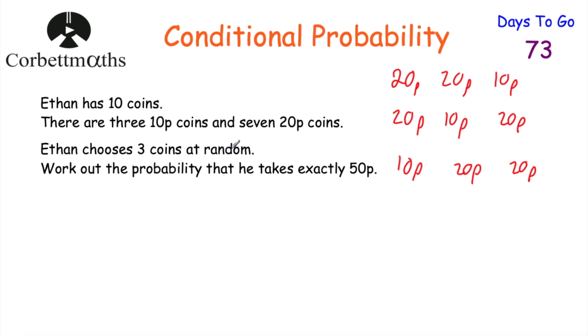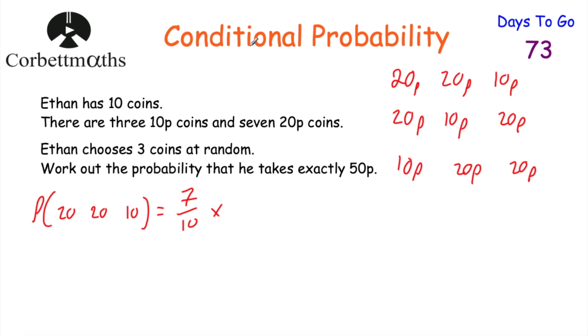So let's find the probabilities of those. Okay, so let's start off with the probability for a 20p, a 20p and a 10p. Well, he's got 10 coins altogether, and 3 of them are 10p's and 7 are 20p's, and we want to find the probability for a 20p, a 20p and then a 10p. So the first one being a 20p, well, it's going to be 7 out of 10, so that's 7 tenths, multiplied by the next one being a 20p.